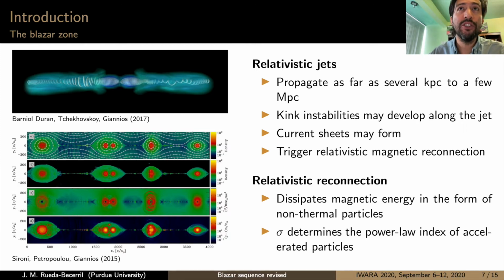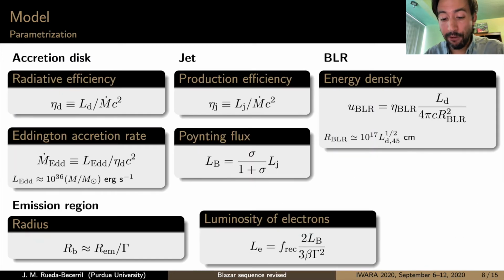From all these observational, theoretical, and computational results regarding AGNs, we came up with a simple model for the emission region of blazars. But before that, we are going to introduce some parameters important in our study. For instance, the radiative efficiency, which is the fraction of the accreted power of the disk that turns into radiation.